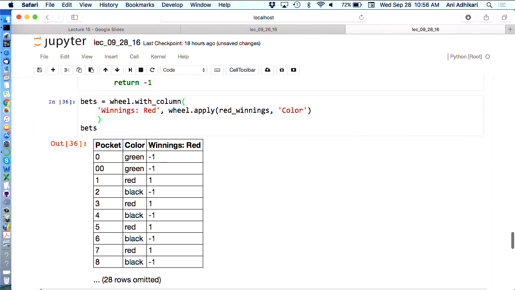And so now, for every pocket, you have the amount you would win, and you can see wherever it's red, it's +1, and for everything else, it's -1. All okay? Okay, so far we haven't spun the wheel yet. We have just set up what the bet is going to do. So now it's a good idea to spin the wheel, is it not?